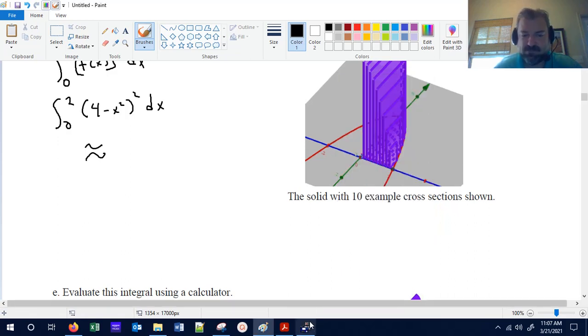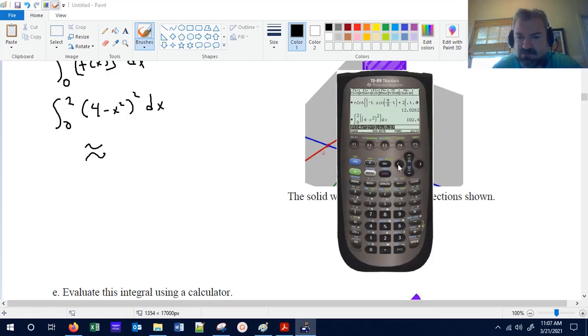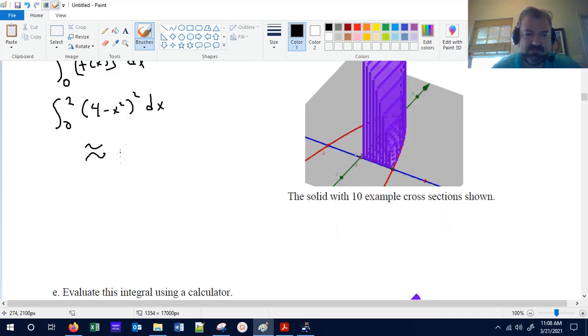1.02.4. Wait, did I type that in right? Oh, that's why I always check the pretty print. I'm missing a minus. 17.067. All right.